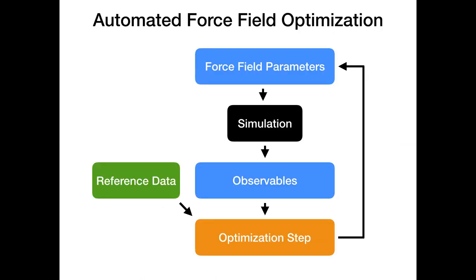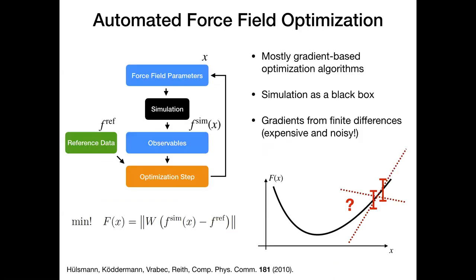So what we used to do is we would start off with a set of force field parameters, run a simulation as a black box, get the observables, compare them with some reference data, and do an optimization step to get a new promising set of force field parameters. So that's like 10 years ago, or nine years ago. The group that I was in used mostly gradient-based optimization algorithms that were operating on this black box simulation.